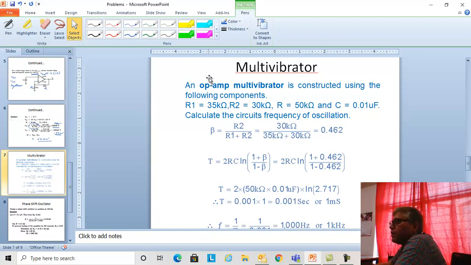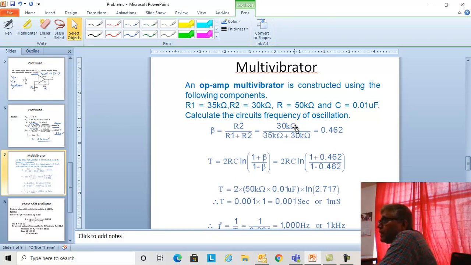The next problem is a multivibrator. Again, it's in module 4. Sometimes they won't mention what type of multivibrator it is in the question.